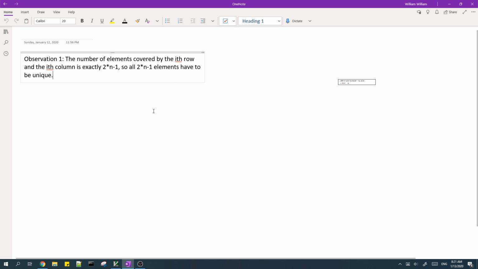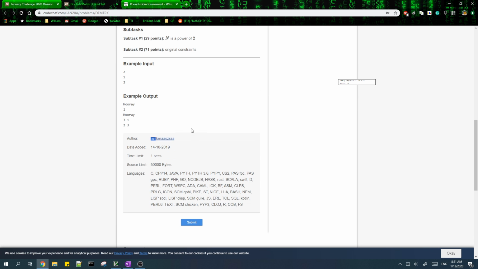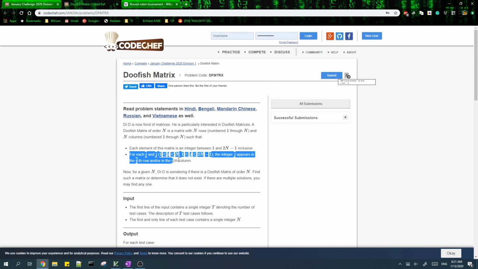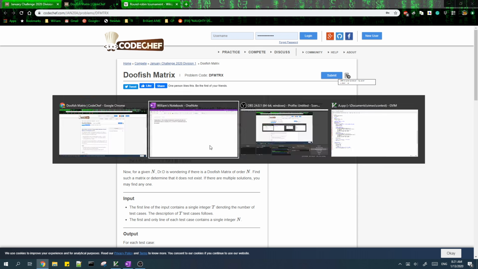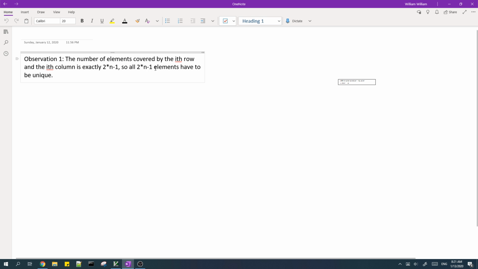So, the first observation is that the number of elements covered by the ith row and the ith column is exactly 2n minus 1. So from the problem description, since each integer j has to appear in the ith row and the ith column, then all 2n minus 1 elements have to be unique.